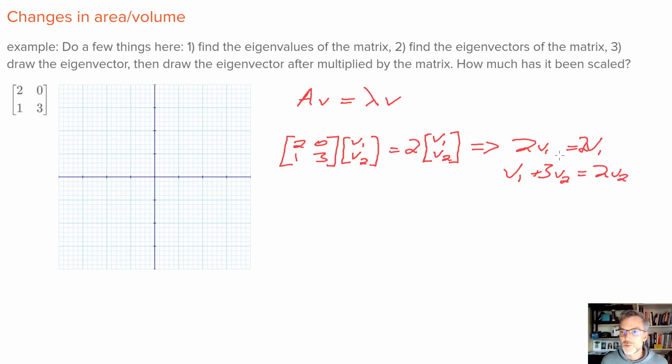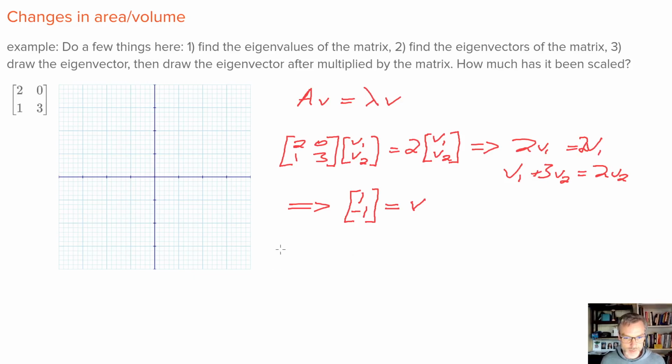Okay. So we can see here v1 can be taken as our free variable, and if you solve that second equation, if I subtracted 3v2 from both sides, I'd see that v2 is equal to the negative of v1. Okay. So I can identify what that vector is going to be. v1 is my free variable, and v2 is just going to be the negative of v1. Okay, so this is my eigenvector corresponding to lambda equals 2.